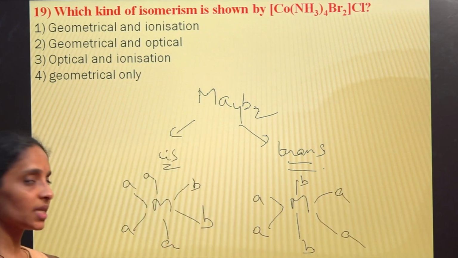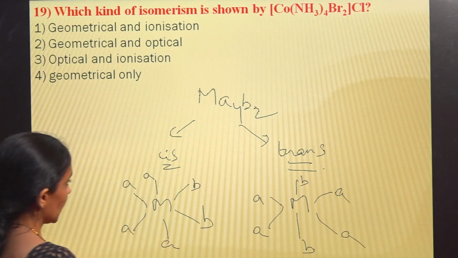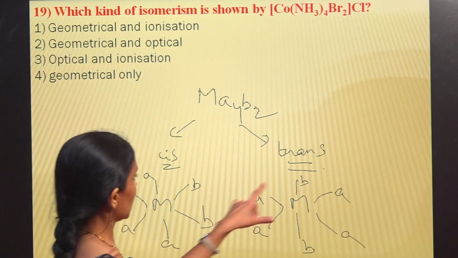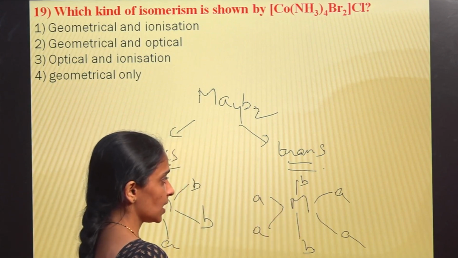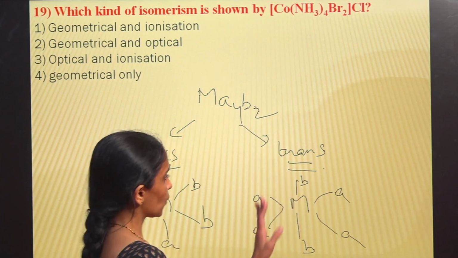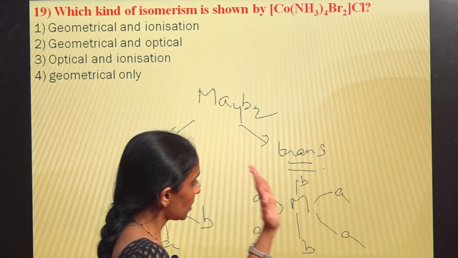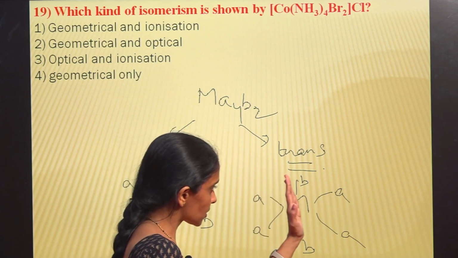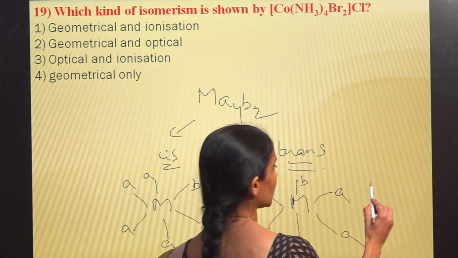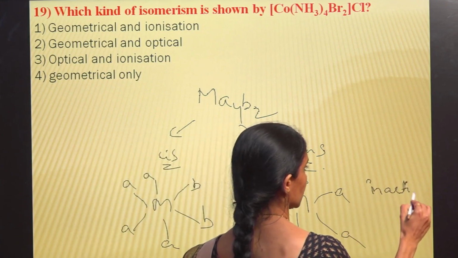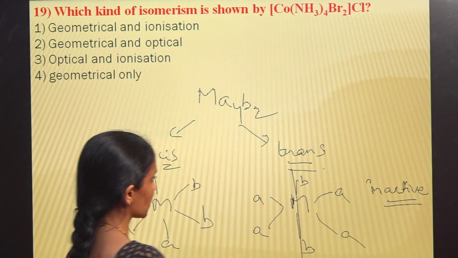Cis and trans isomers, geometrical isomerism is there. Now in the trans isomer, it's very clear that there is a plane of symmetry, is it not? If you pass a plane through the molecule like this, there are many planes of symmetry. One example is this. So this is a plane of symmetry. Therefore, this is optically inactive. It doesn't show optical activity. Plane of symmetry is there.